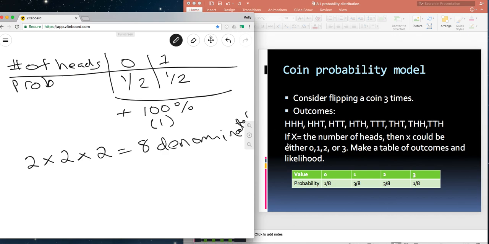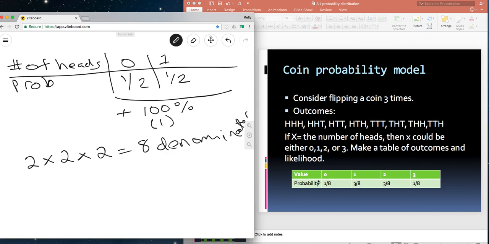And X, or capital letter X, is a random variable. That's the different values that could take on the number of heads. So X could either be 0, 1, 2, or 3, because you could get 0 heads, like say tail, tail, tail has 0 heads. You could get 1 head, like this one right here, head, tail, tail. You could get 2 heads, like tail, head, head. And you could get 3 heads, which was right here.